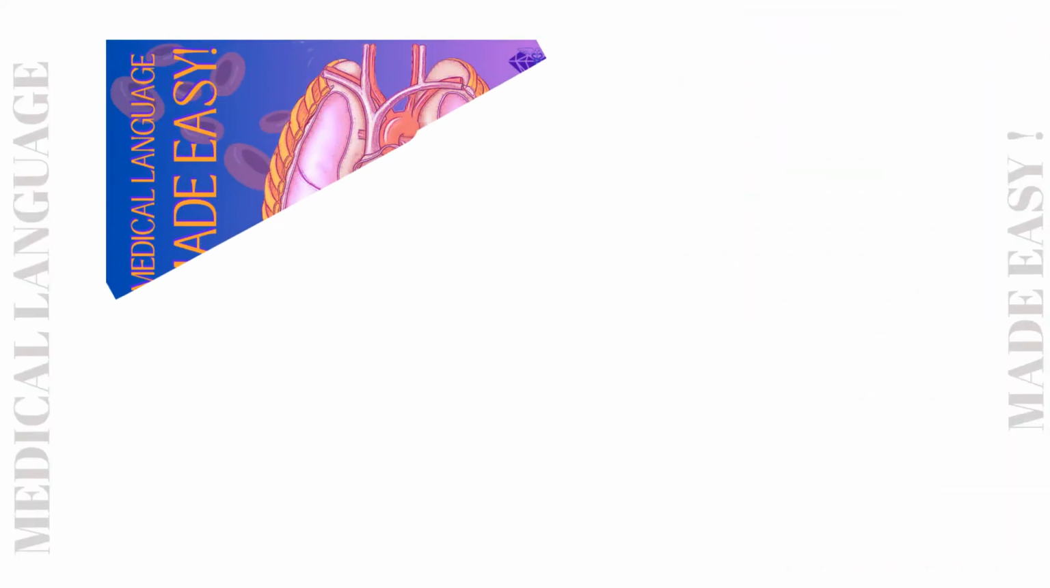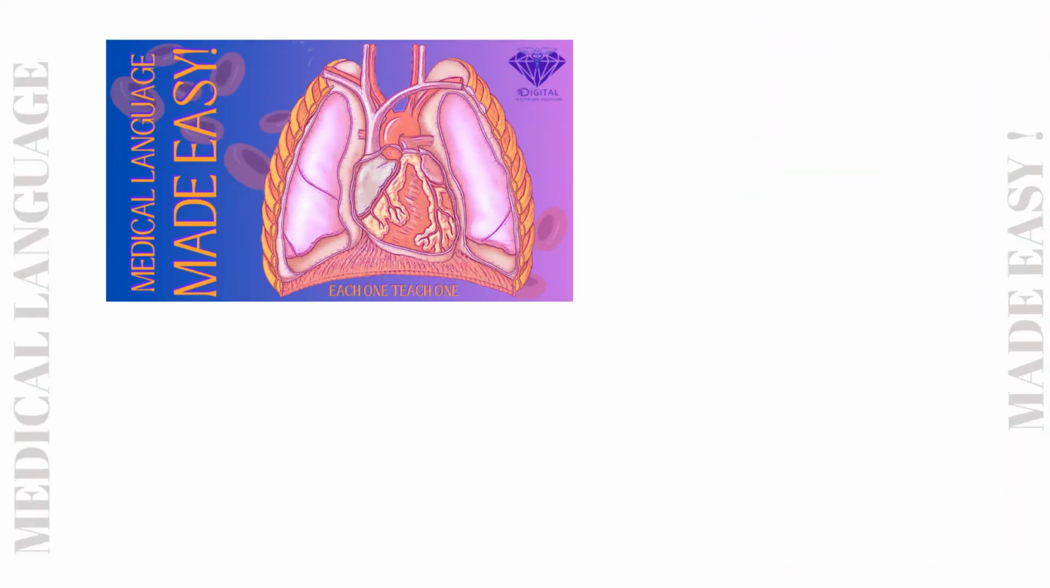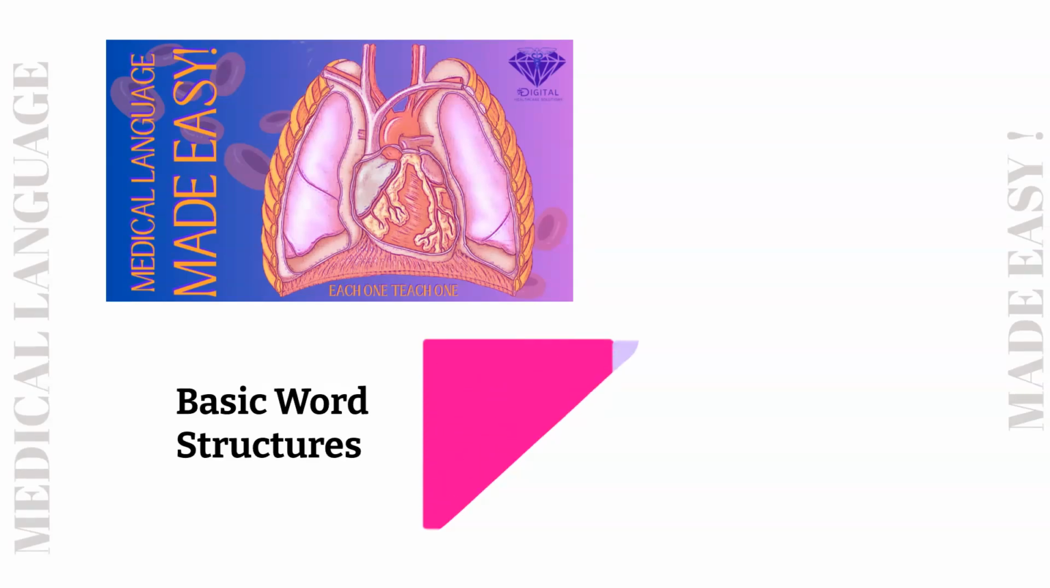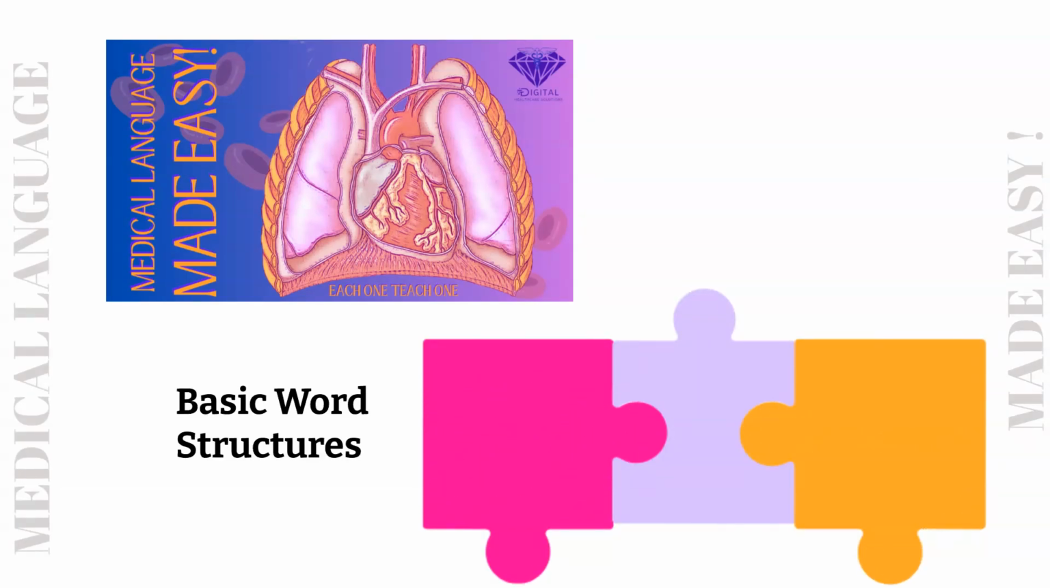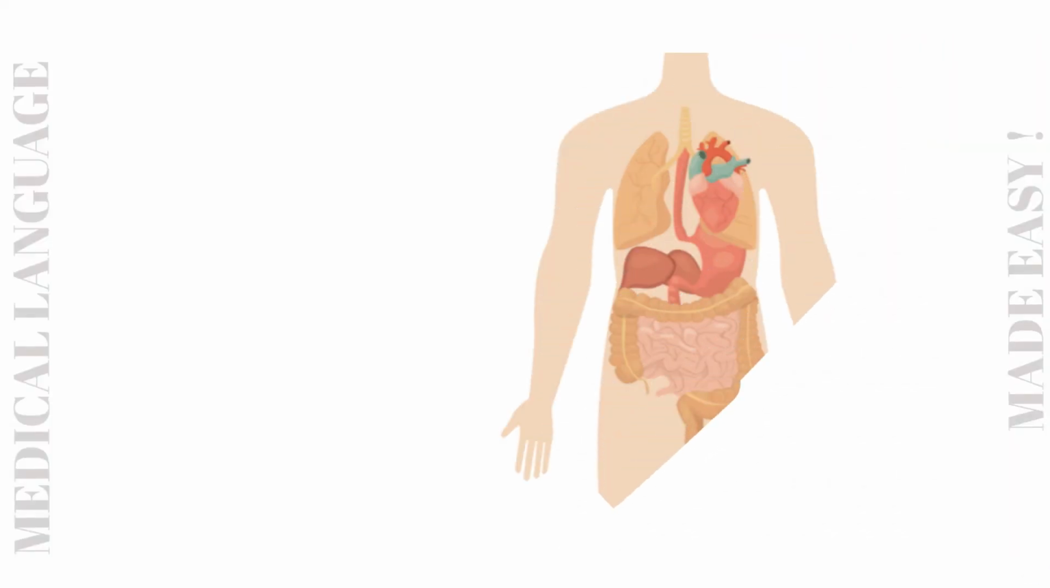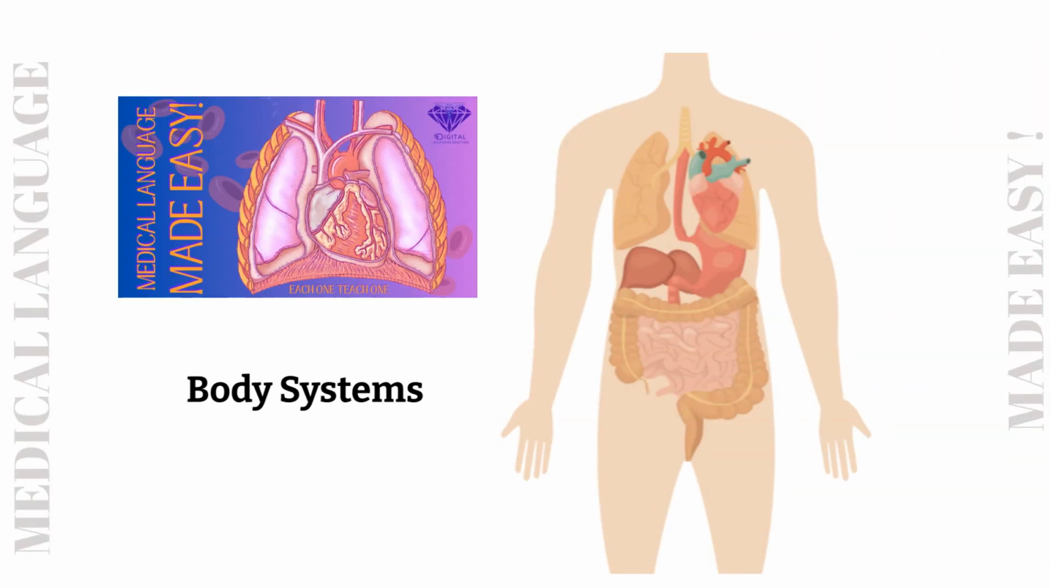Now, let's review what you're going to learn in this series. By the end of this series, you'll have mastered 3 key areas. Basic word structures. You'll learn how medical terms are built. We'll break down words into prefixes, suffixes, and root words, so you can understand even the most complex terms with ease.